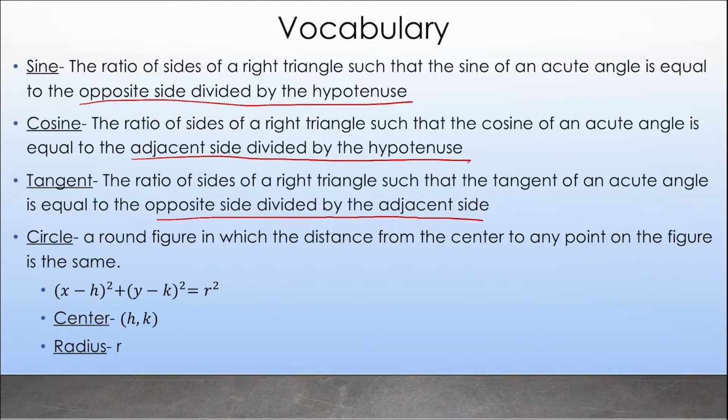A circle is a round figure in which the distance from the center to any point on the figure is the same. The equation is (x minus h) squared plus (y minus k) squared equals r squared, where the center is (h, k) and the radius is r. We're going to be talking a lot about circles in the next unit.